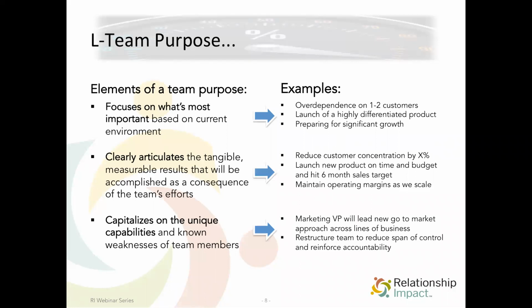And then third, the capitalizing on unique capabilities and known weaknesses of team members. I'm working with an organization right now that's about to scale pretty dramatically. And so they just restructured their team to make sure that they had the right span of control and that they're putting the right accountability mechanisms in place to be able to scale. Right. And so they didn't really feel like they had that. They had a couple people with way too broad a span of control.